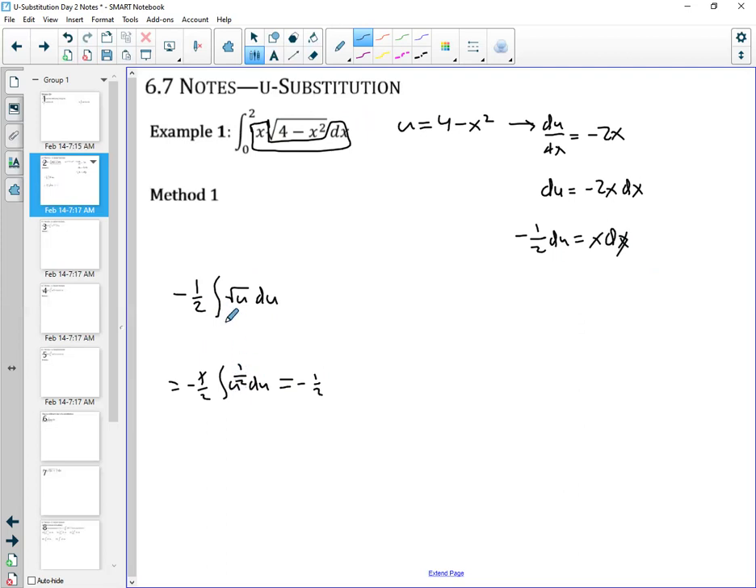Sorry, 0 to 2 is the trick here. I didn't rewrite that. I should have 0 to 2. So like I said, you add 1 to this, you get 3/2. Then dividing is like multiplying by 2/3. So it's times 2/3 u to the 3/2, evaluated from 0 to 2.